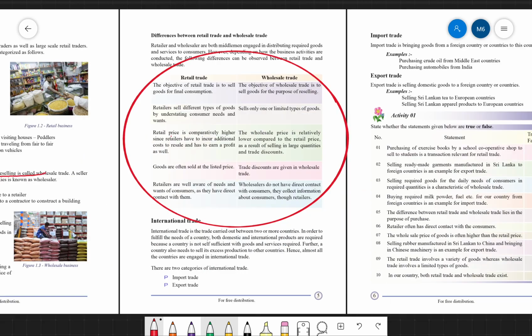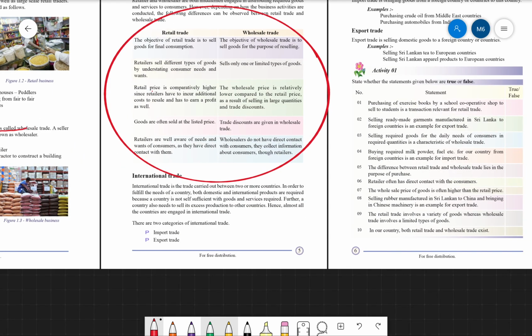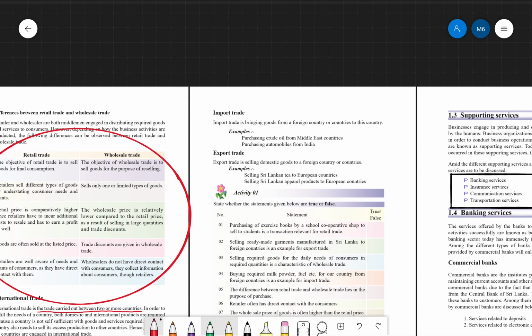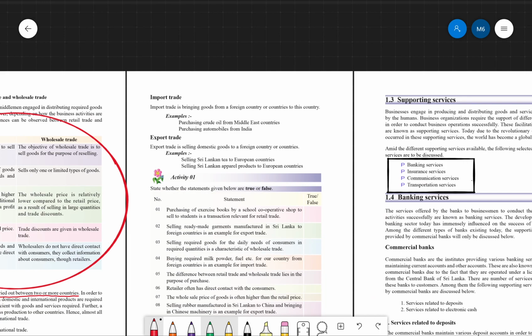Likewise, international trade is the trade that takes place between two or more countries. What are the main two? Import and export. Very easy. Import means you buy from a foreign country, export means you sell to a foreign country. Here they have provided examples for import and export too.